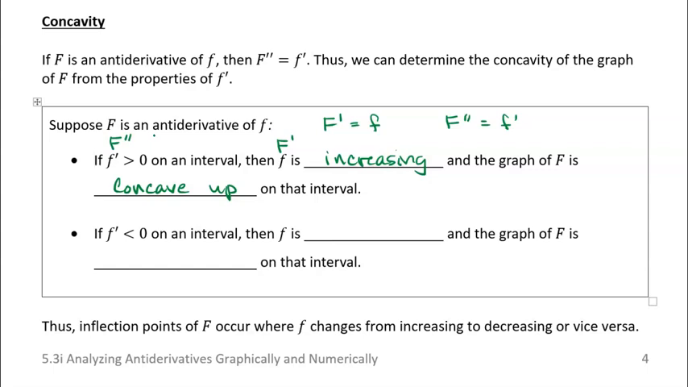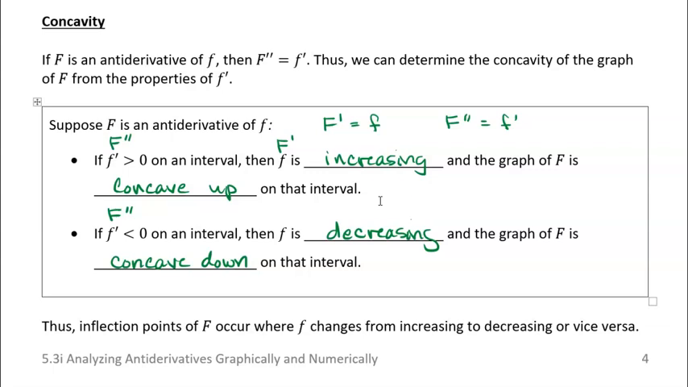And then, on the other side, if lowercase f prime is negative, then we're looking at the second derivative of the antiderivative. And so if it's negative, then lowercase f is decreasing, and that means that the antiderivative is concave down on that interval. Okay, now I think it's probably easier to see with the example. I feel like using the lowercase f and uppercase F is just confusing. But that's meant to summarize what we just showed in the example.